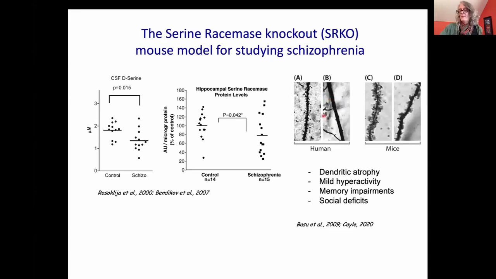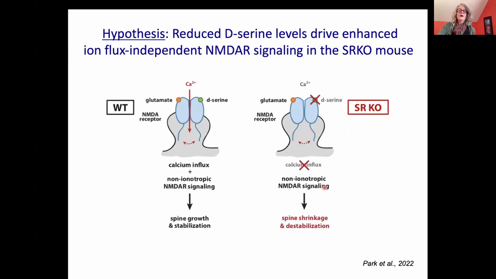And so there's a mouse model that we adopted that was developed by Joe Coyle that shows, again, by interrupting the gene, this serine racemase gene, that there's less spines and behavioral phenotypes that are reminiscent of schizophrenia. So this is just one aspect, modeling one aspect.